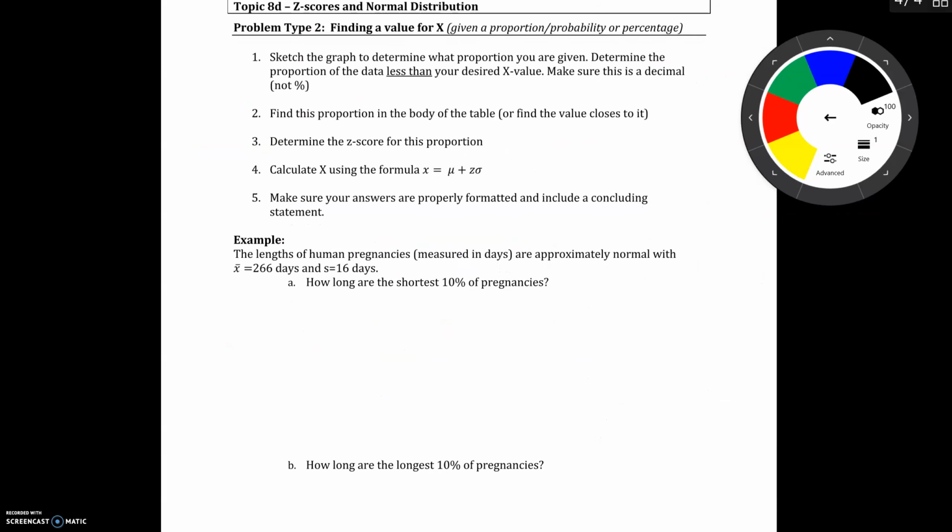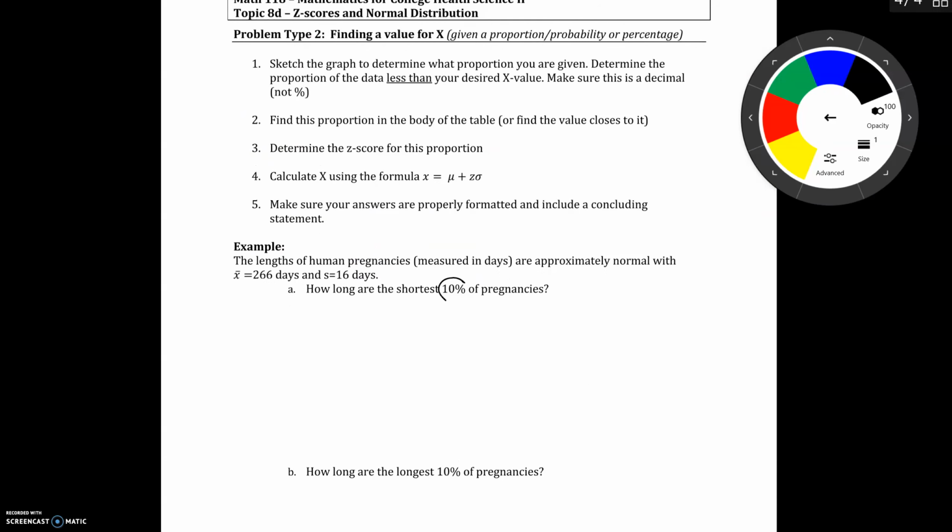Okay, and then the last question we're looking at is going to be working backwards, when we're given a percent or a probability and asked to work backwards. So we're given an average and a standard deviation, and we want to know how long the shortest 10% of pregnancies are. Okay, how do we do this? The first thing we need to do is draw our picture of our curve. We know what our mean value is, we know our standard deviation, and what we're trying to figure out is what our shortest 10% are.